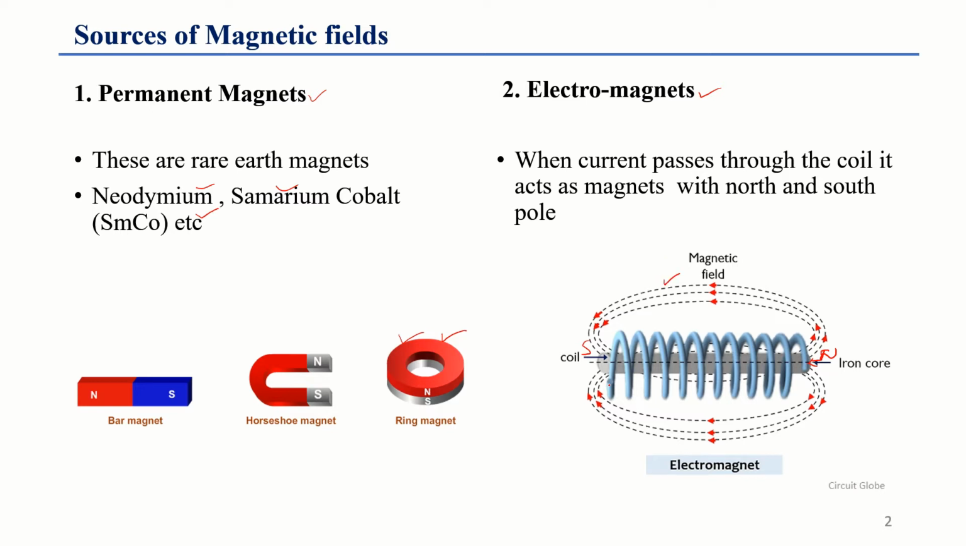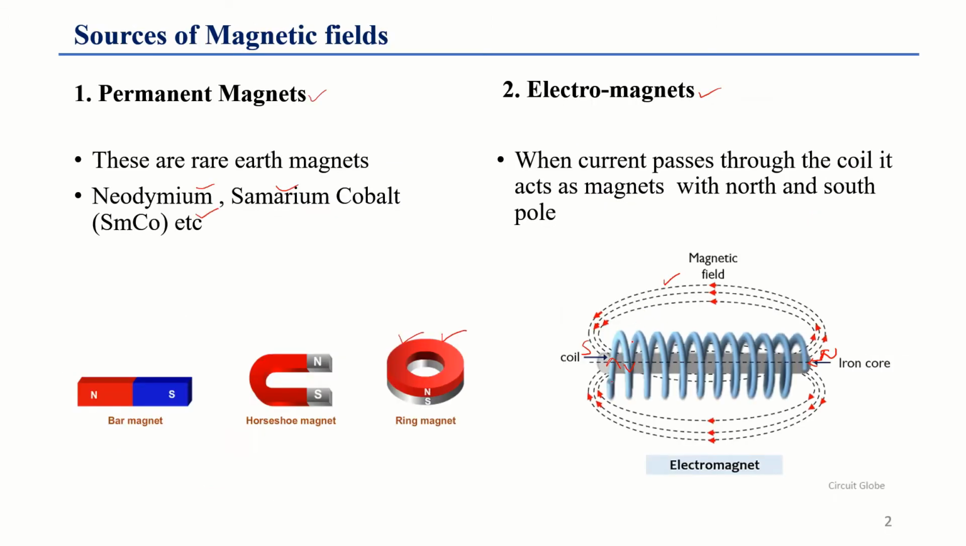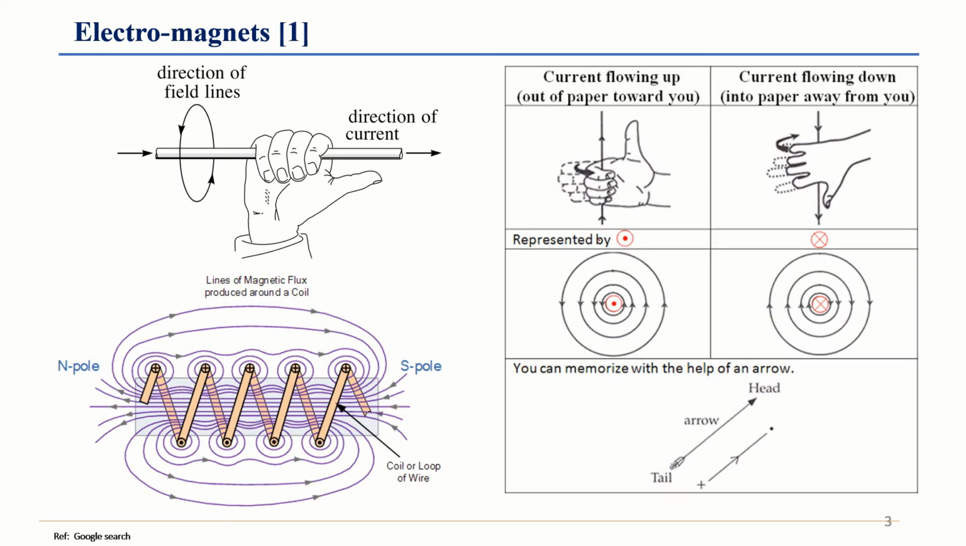Here we can control the current passing through these conductors, and we can control the amount of magnetic field that can be generated. So the advantage is that the magnetic field is controllable. How are these electromagnets created? First we should know how the magnetic field looks in a current carrying conductor.